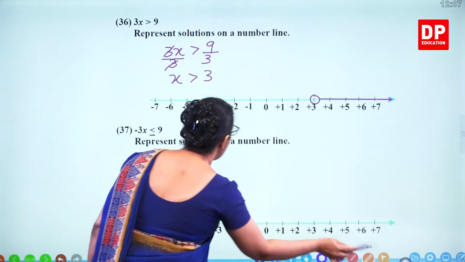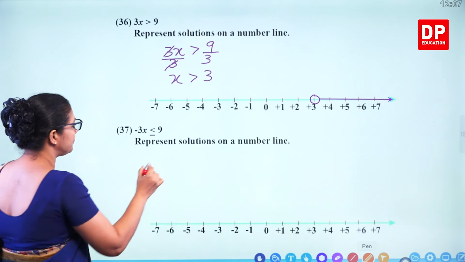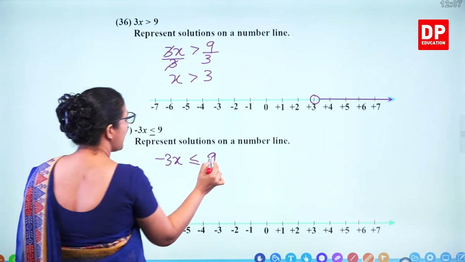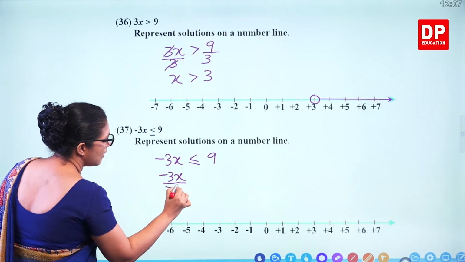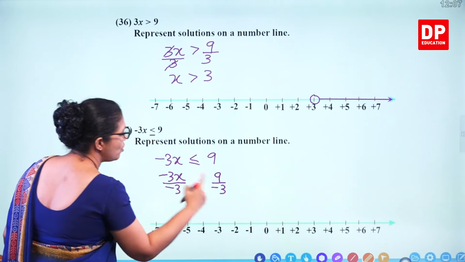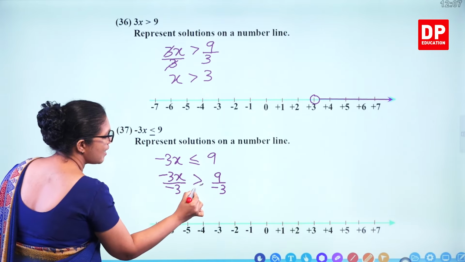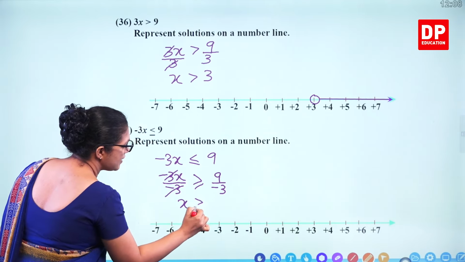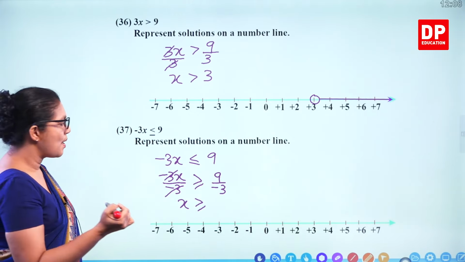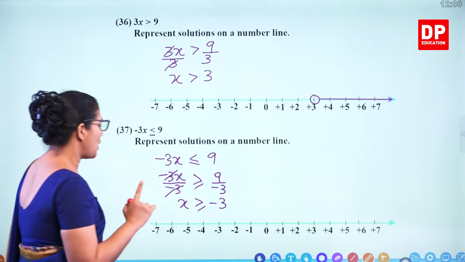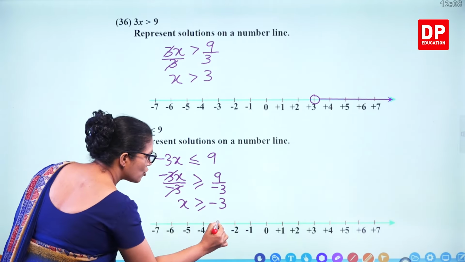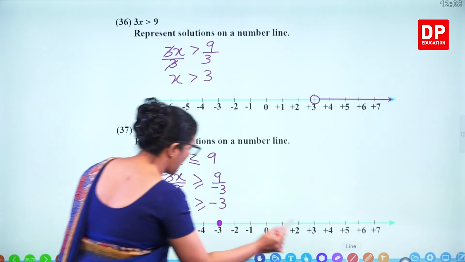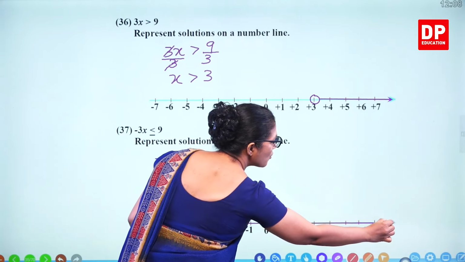Minus 3x is less than or equal to 9. Now you have to divide by negative 3. You have to change the sign. So this becomes greater than or equal. So here you get x greater than or equal to 9 divided by minus 3, which is minus 3. Now minus 3 is included. So you draw a solid circle and then greater. Greater means towards the right hand side. So you draw the arrow to this side.